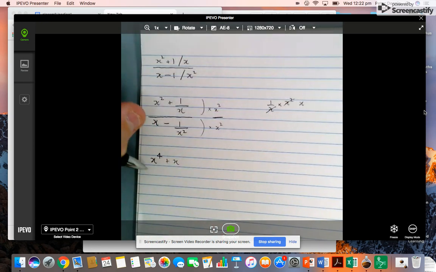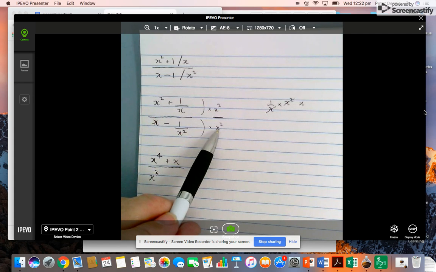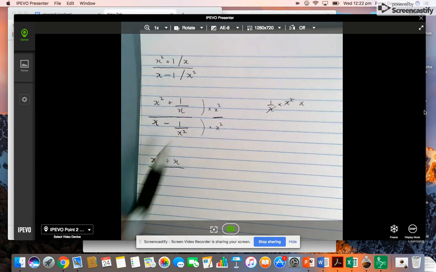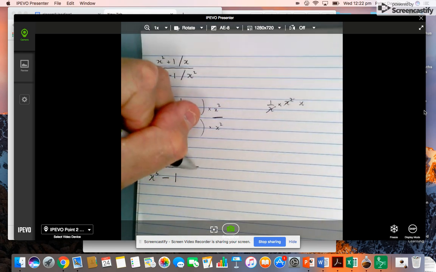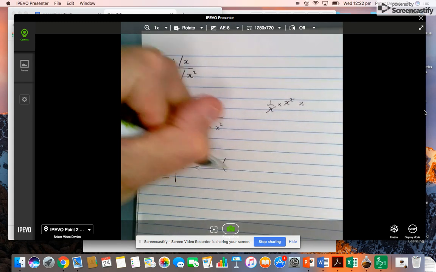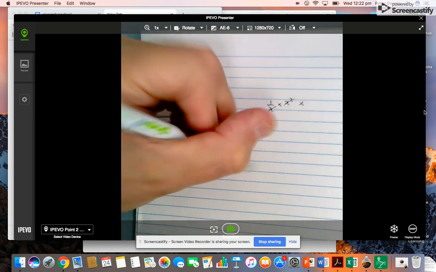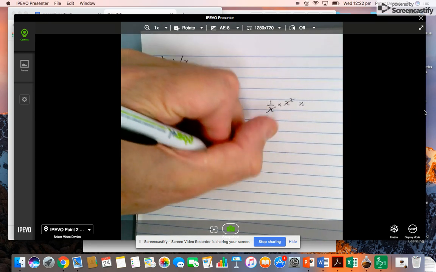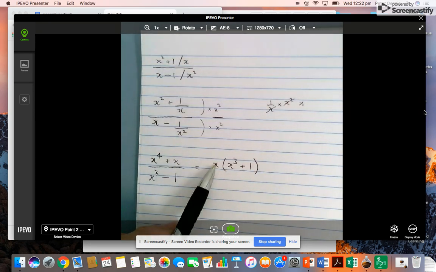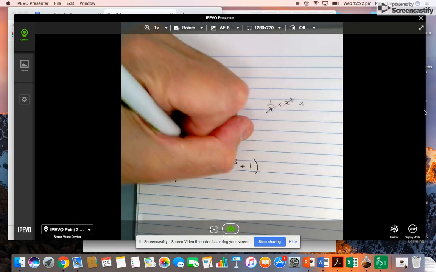When we do it on the bottom, a similar sort of thing happens. x squared times x gives us x cubed. And 1 over x times x squared, well, those two things are just going to cancel to give minus 1. And there we go. We could take x out. I didn't see this before, but we could take x out and get x cubed plus 1 up the top, taking an x out, over x cubed minus 1.